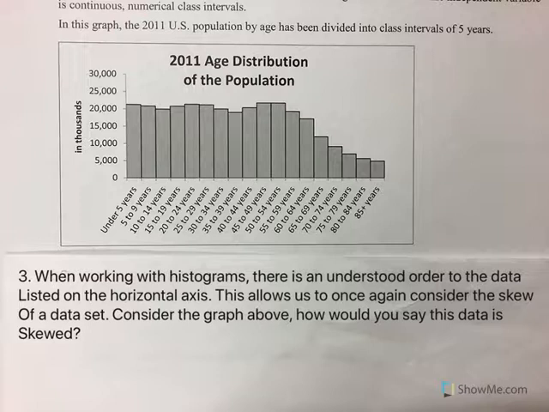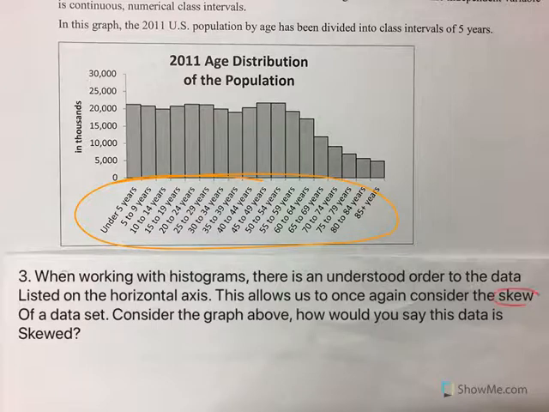But when you're working with histograms, there has to be an order, right? Because when we're dealing with continuous data, we're in chronological order here. It wouldn't make sense to talk about the 80 to 85-year-olds and then go to 14 to 19 and then 27 to 30. You'd go in chronological order.